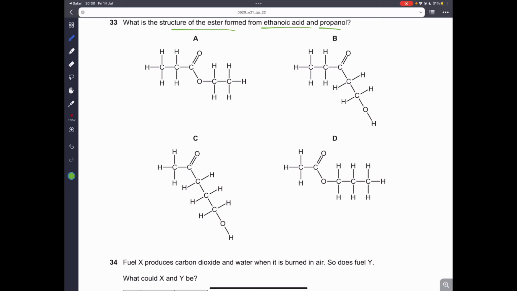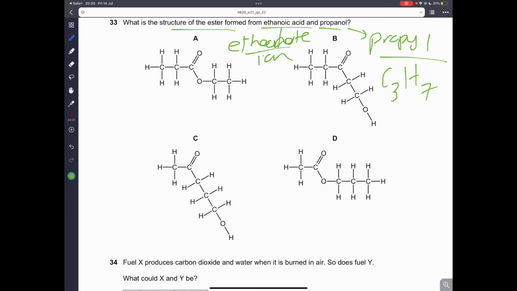Remember, ethanoic acid is going to form ethanoate ion, and propanol is going to form the propyl group. So it's going to be propyl ethanoate, and propyl is going to have the structure of C3H7. So that's going to be C3H7, and the other one is going to be an ethanoate ion. This is an ethanoate ion, and therefore D is the correct answer.